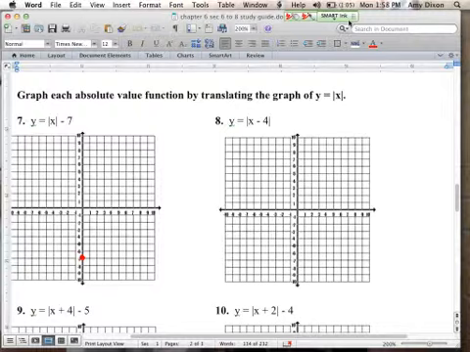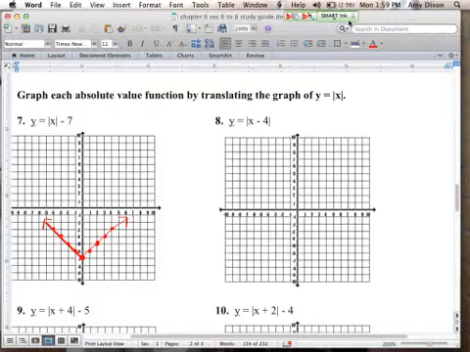And then remember what I told you, the right side of the V has a slope of 1. So we go up 1, right 1, and put a point. Up 1, right 1, up 1, right 1. Okay? The left side has a slope of negative 1, so we go up 1, left 1, up 1, left 1, and so on. All right, so then that's our graph of absolute value of x minus 7.